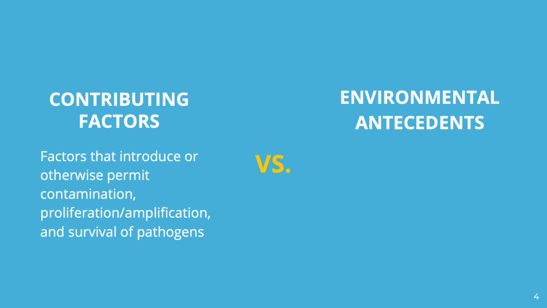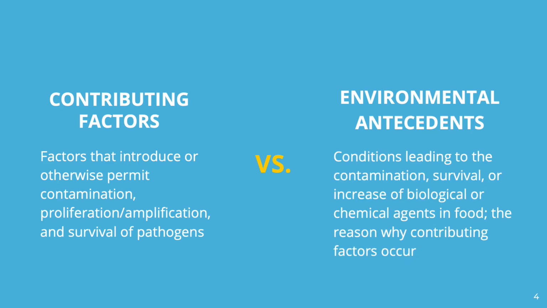Environmental antecedents, on the other hand, are the conditions leading to the contamination, survival, or increase of biological or chemical agents in food. Environmental antecedents are the reason why contributing factors occur, and they are often referred to as root causes. Environmental antecedents may be related to people, equipment, food process, food type, economics, or other circumstances.